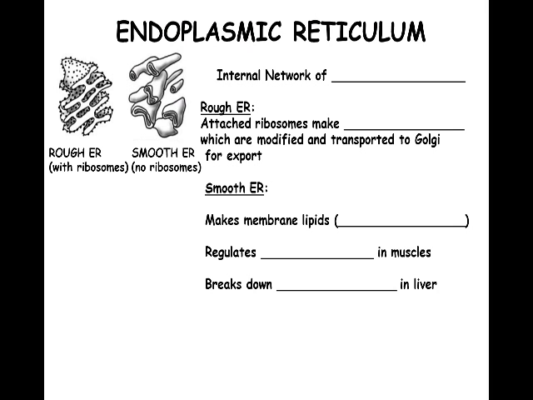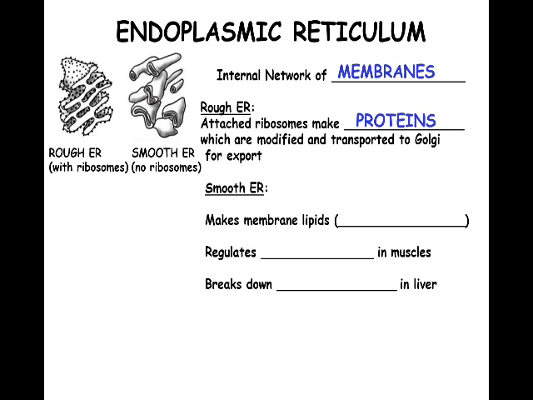Okay, let's get some things in our flipbook. This is an internal network of membrane tubing that runs throughout our cell. Both smooth and rough ER can be found in cells. What makes the rough ER rough is the ribosomes that are attached to that membrane system that are making proteins.